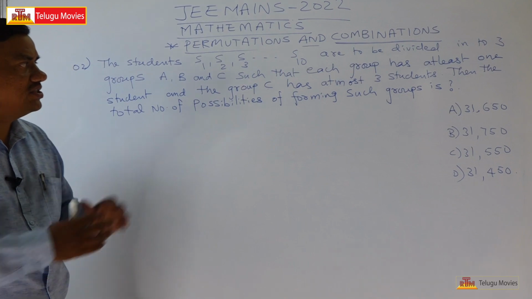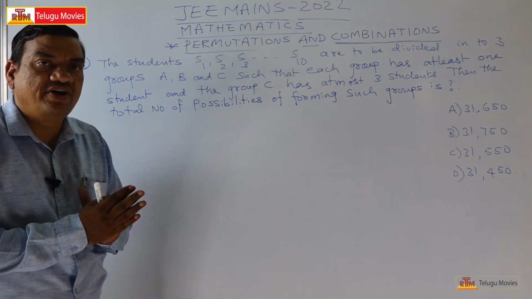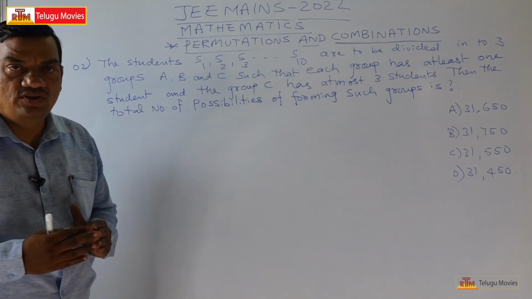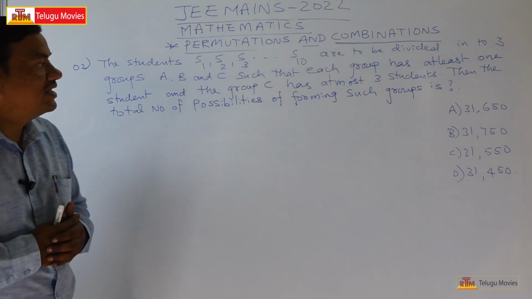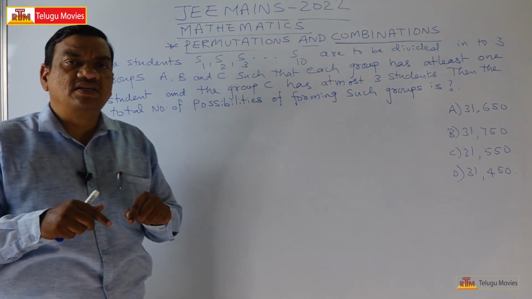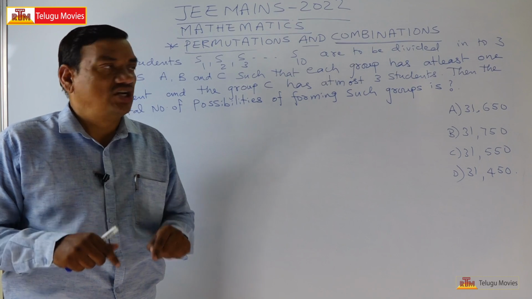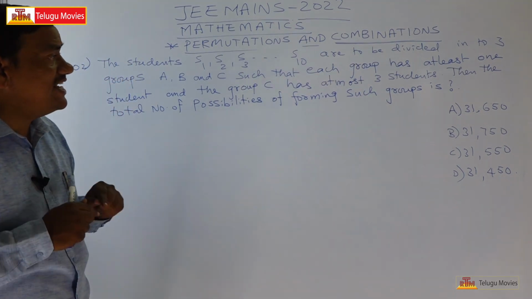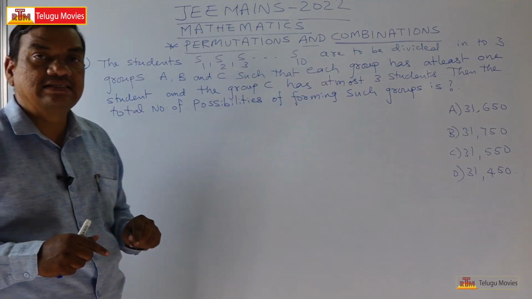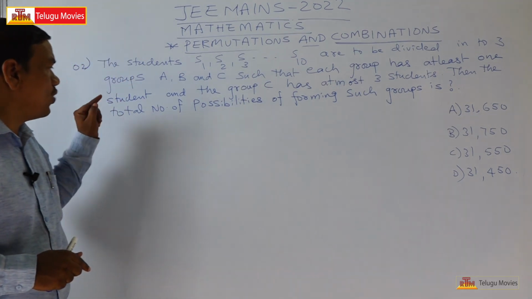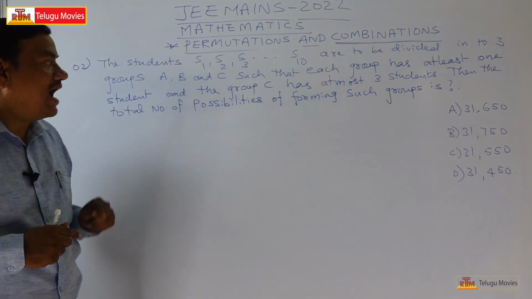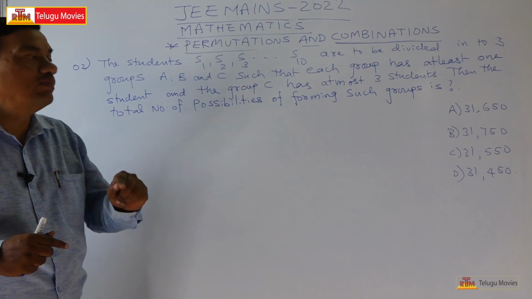In that competition, these 10 students are divided into 3 groups, 3 sections: A, B, C. So there will be a condition. Then what is the condition? That each group has at least 1 student and the group C has at most 3 students.